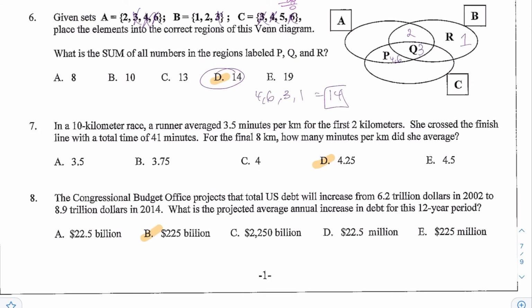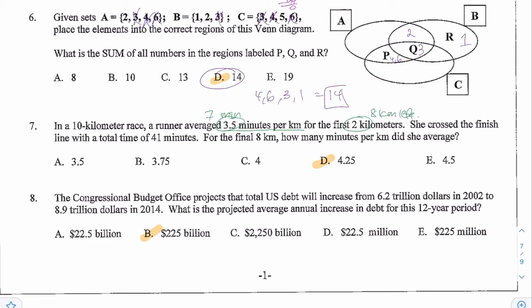Next for number 7, in a 10-kilometer race, a runner averaged 3.5 minutes per kilometer for the first 2 kilometers. She crossed the finish line with a total time of 41 minutes. For the final 8 kilometers, how many minutes per kilometer does she average? So per means every, so 3.5 times 2 means she took 7 minutes, and she ran 2 kilometers. So that means there are 8 kilometers left.